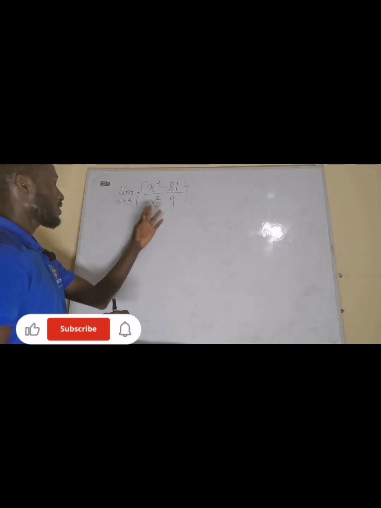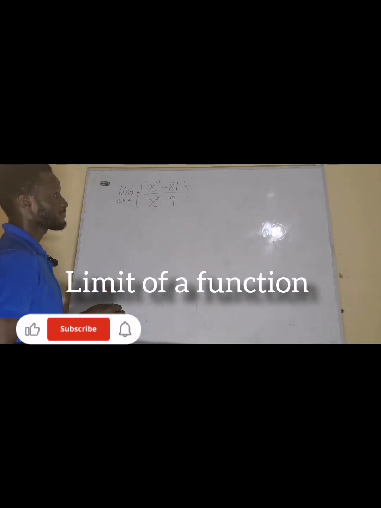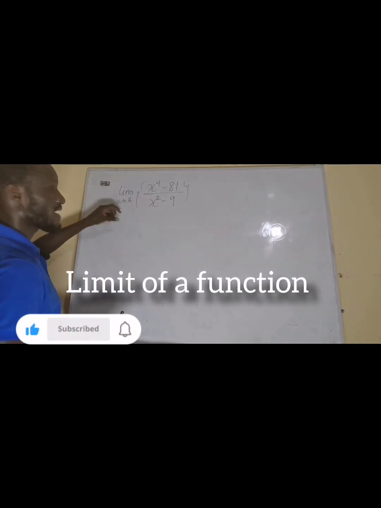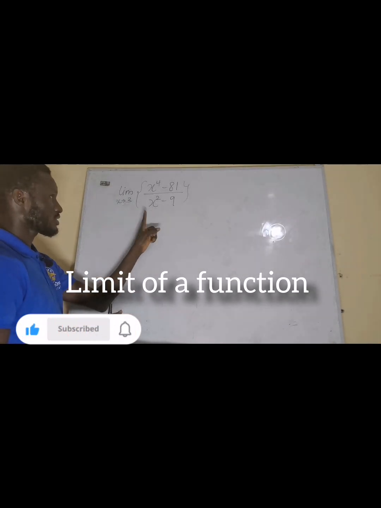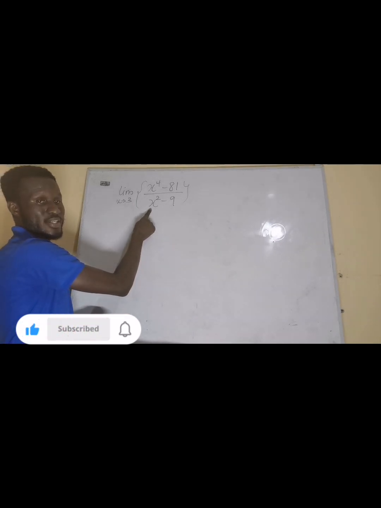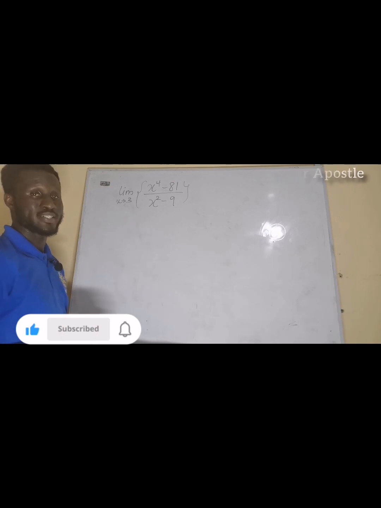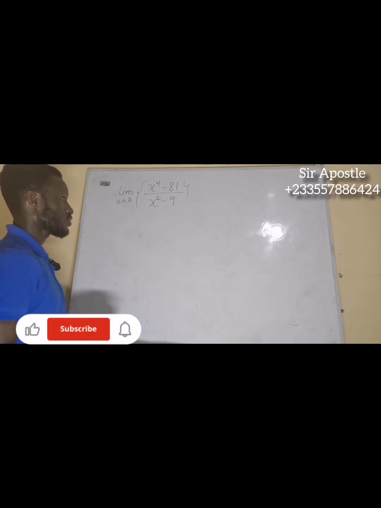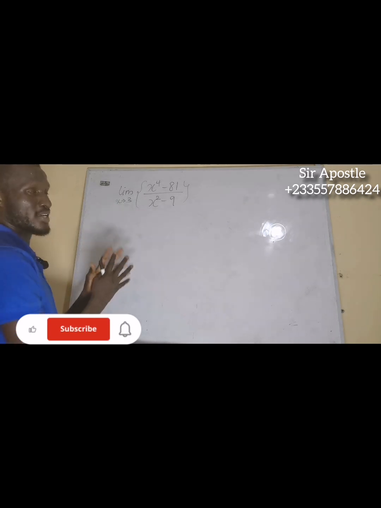Now we are coming to solve this one. This one is under limit. With this one, if you do a direct substitution, as you saw in the previous video, the denominator here will be equal to 0, because 3 squared is 9, and 9 minus 9 is 0, which makes the whole thing undefined. So what you have to do is to try to simplify it.